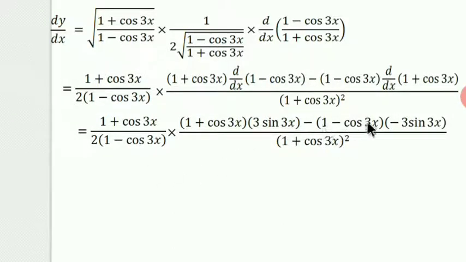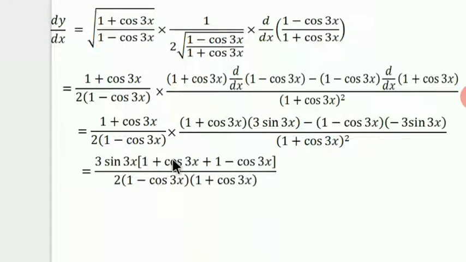Now from these both the terms we can take 3 sin 3x as a common factor. So we get here now 3 sin 3x into (1 plus cos 3x). This minus minus becomes plus. So we get 1 minus cos 3x. Here this 1 plus cos 3x gets cancelled with one term here. So in denominator now we remain with 2 times (1 minus cos 3x) into (1 plus cos 3x). Now here cos 3x gets cancelled and 1 plus 1 is 2.